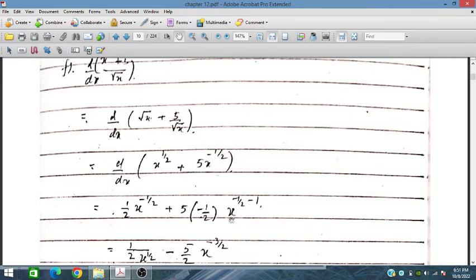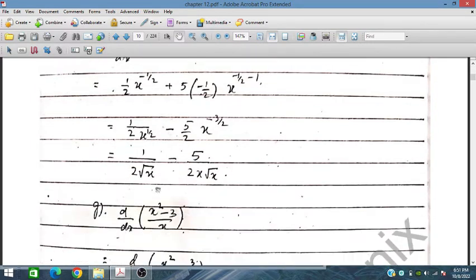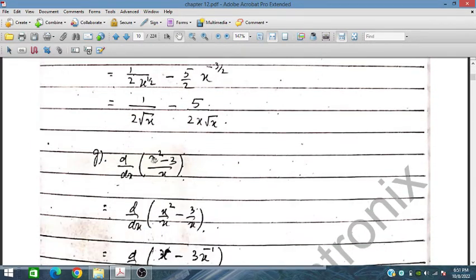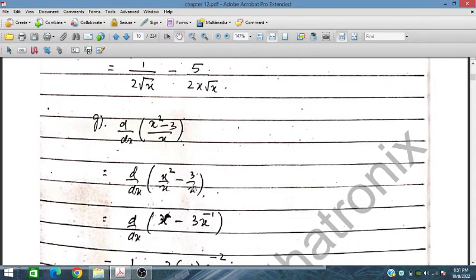So we take the derivative using the same formula, x power n. Using this relationship we have obtained this. Similarly for this one, we have performed these operations here. X square by x, this is 3 by x. So this is x, this is minus 3 x power minus 1, and we take the differential of this one and this one.